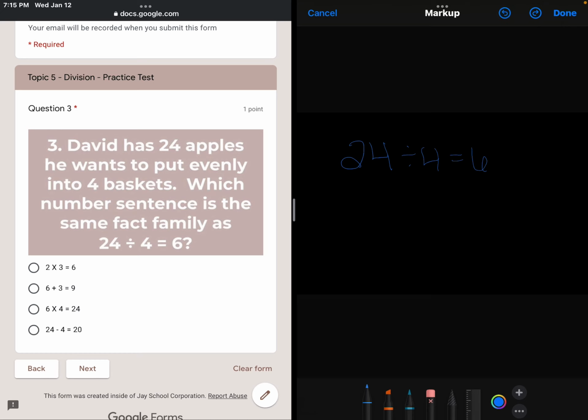The other multiplication one is 6 times 4 equals 24. Okay, I see my 24s are the same. I see I have 2 6s, and I see I have 2 4s. So there we go. That one is correct. I have the same numbers, and it's multiplication, which goes with that division. Okay.